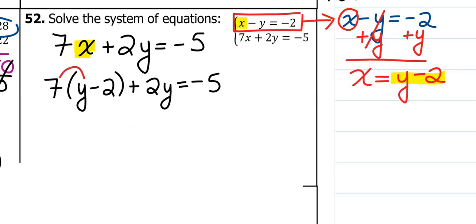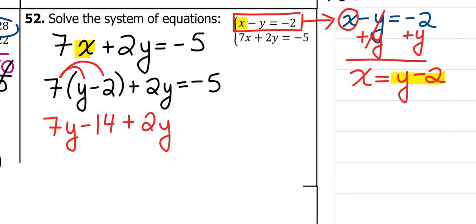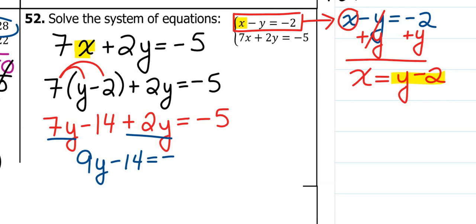I'm going to multiply 7 by both terms. 7y minus 14 plus 2y equals negative 5. Let's combine like terms. So we're going to have the 7y and the positive 2y, so we're going to have 9y minus 14 equals negative 5. Add 14 to both sides.